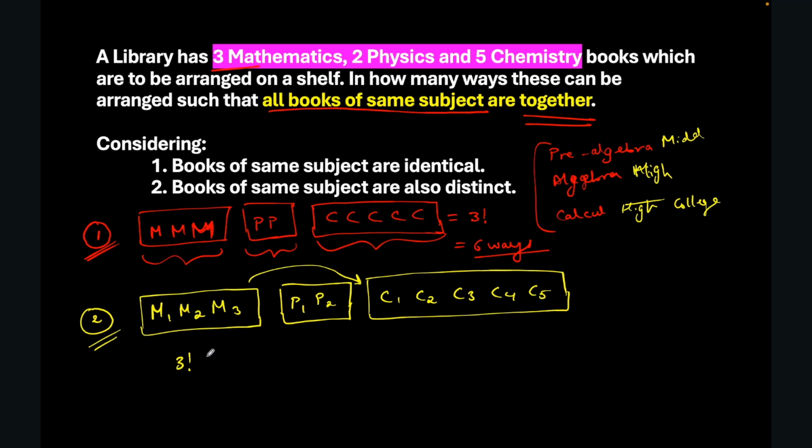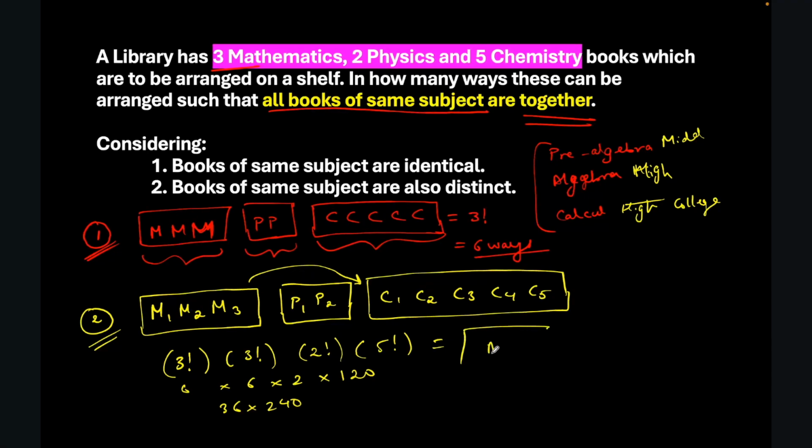There are 3 math books, so they can be arranged in 3 factorial ways. Similarly, physics has 2, so that's 2 factorial. And chemistry has 5, so 5 factorial. So this is our solution, and you can multiply it out. This is 6 times 6 times 2 times, I think, 120. So this gives us a pretty big number, 36 times 240. I'm not going to solve it, but you get the idea. Whatever 36 times 240 comes out to be, that's your answer.